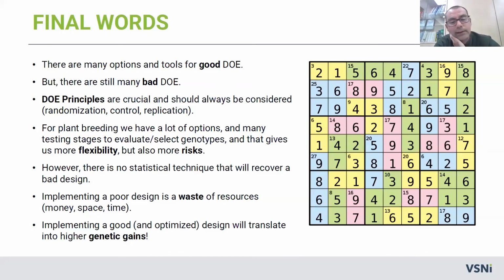There is no statistical technique that will recover a bad design. A bad design is always going to lag behind. So just make a little bit of an extra effort for a better design, and then you will have to do less statistical work later on, okay? Now, a poor design is a waste of resources. Time, resources, you spend a lot of time trying to recover something, and often there's not much to recover. If you do a good design, it's all quick, and also you have better security that you will get higher genetic gains quickly and fine, okay?